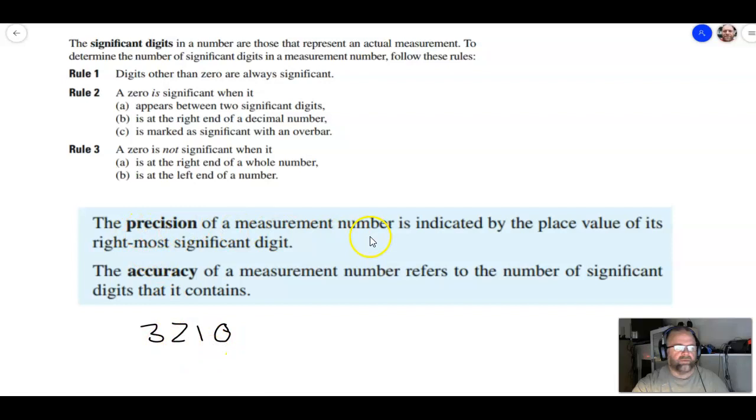Now the precision of this is indicated by the place value of the rightmost significant digit. So if you start from the right, this is not significant because we've already decided that because of Rule 3a. And this one is significant because of Rule 1. Digits other than 0 are always significant. So this 1 would be the rightmost significant digit, and that's in the tens place.